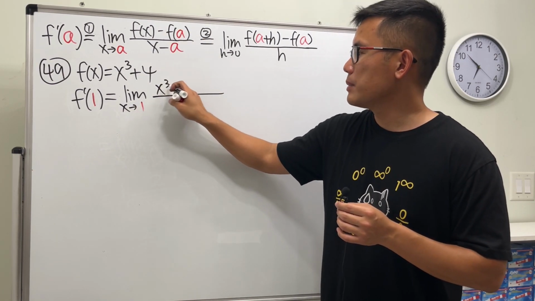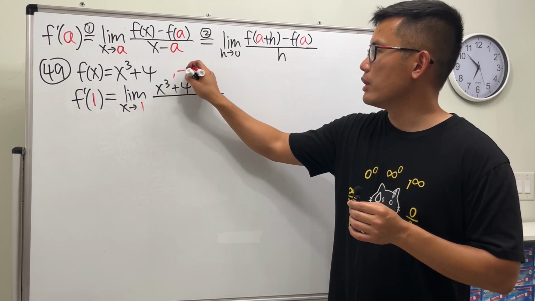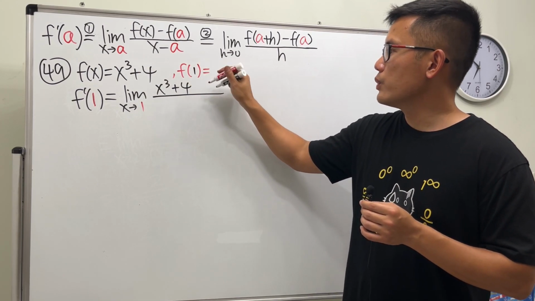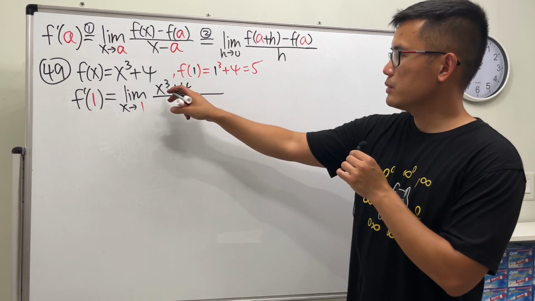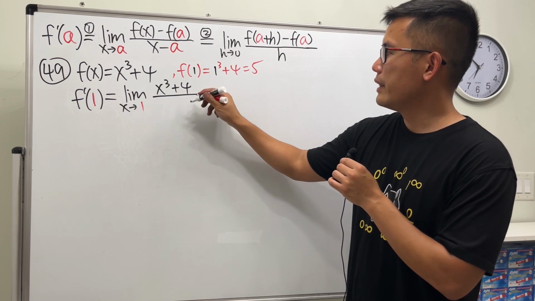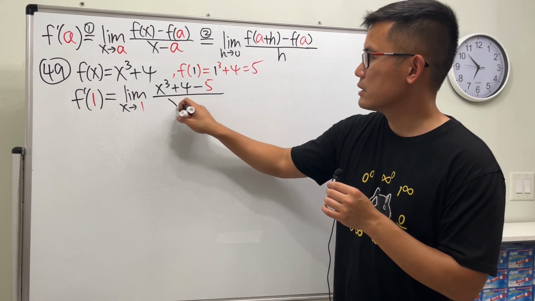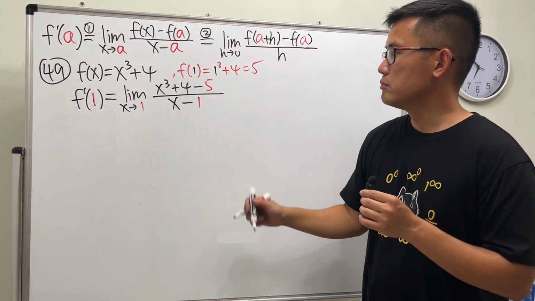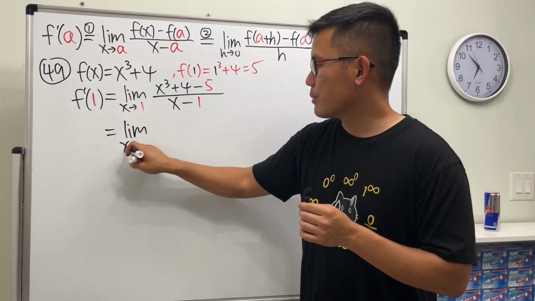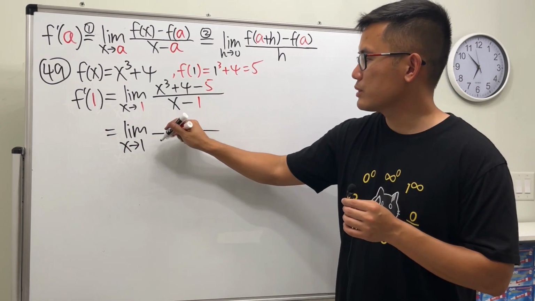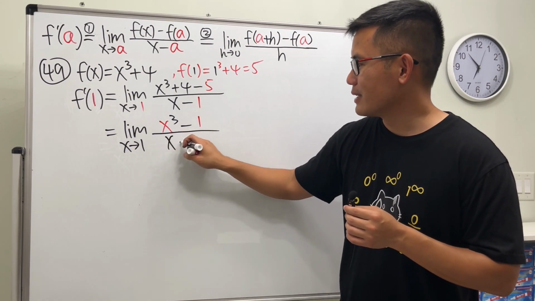So this right here is the limit as x approaches 1. The function is x to the third power plus 4. And then we need to know the f of 1, right? So f of 1 is just equal to 1 to the third power plus 4, which is 5. So this means we have x to the third power plus 4 and then minus 5, and on the bottom we have x minus 1. Yeah, it's not bad to factor this at all, so this is good. Limit as x approaches 1, on the top is just x to the third power minus 1, and on the bottom is x minus 1.